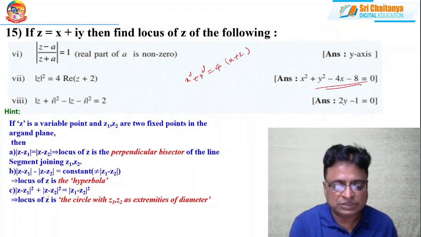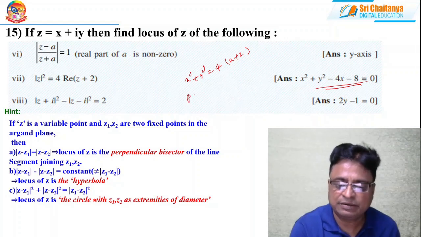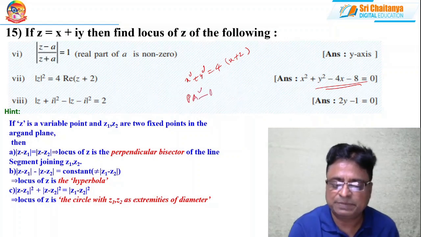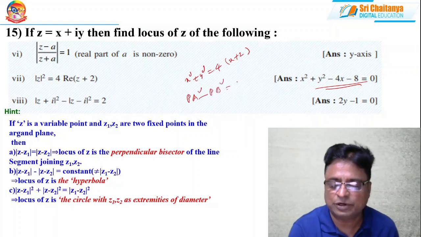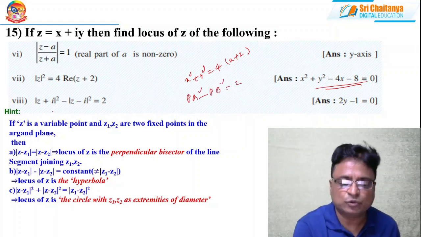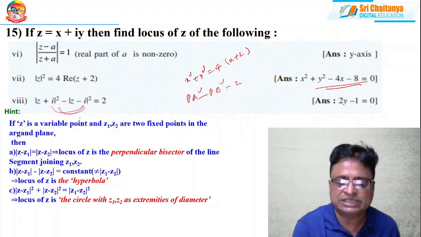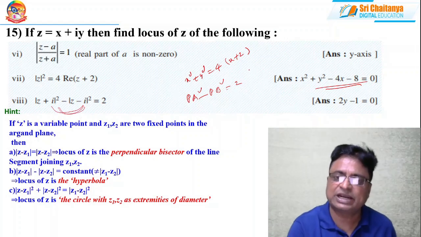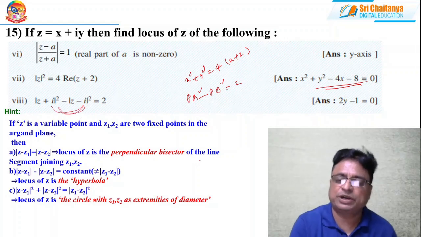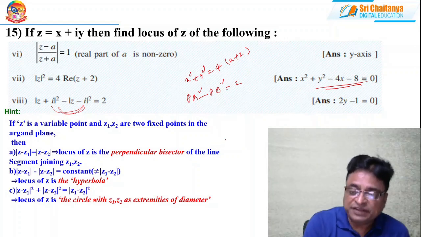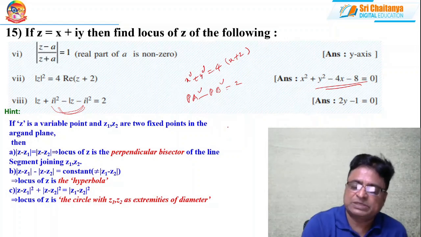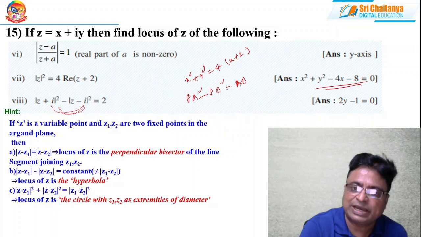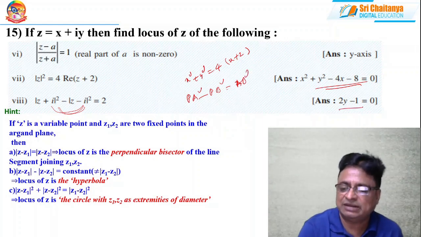Similarly, it looks like what? Mod of z plus i whole square. That means PA square minus PB square is equal to 2. But what is 2? Does it equal the distance between i and minus i, whole square? Can I write like this? That is an important point here. If PA square plus PB square is equal to AB square, then the story would be different. It is a line.